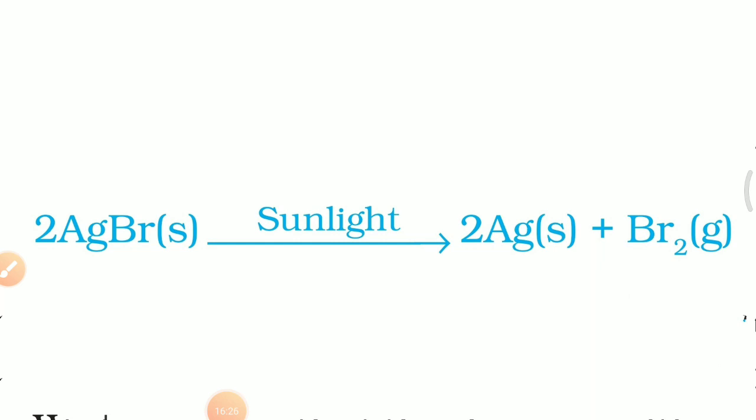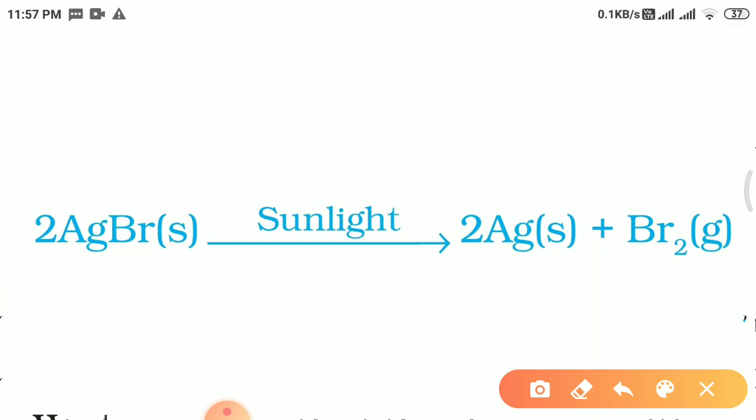The next example of decomposition due to light is the decomposition of silver bromide. Here silver bromide also behaves in the same way as silver chloride. If we keep silver bromide in the sunlight, it also decomposes and converts into silver and bromine gas. The reaction will be 2AgBr solid, in the presence of sunlight, turns into 2Ag solid plus Br2, bromine gas. The above reactions of silver bromide and silver chloride are used in black and white photography.